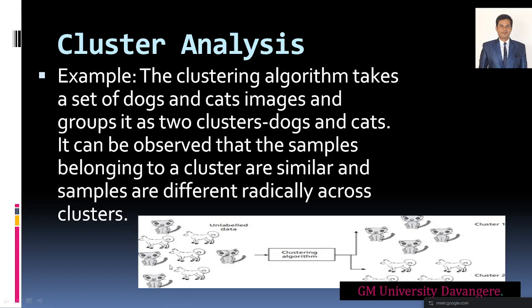Right, it can be observed that the samples belonging to a cluster are similar. See, all belong to animals only. There are no human beings, there are no plants. Correct? There are no non-living things. All are living things only. All belong to the categories of dogs and cats, isn't it? So these belong to the category of animals only, but these are not human beings. See, that is what it is understanding first.